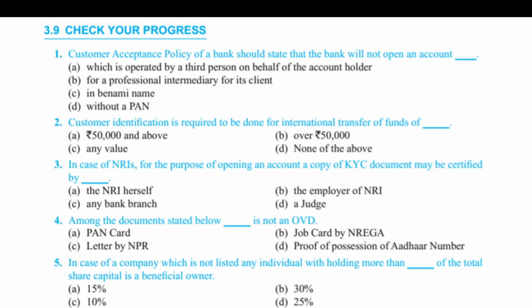Number 1, customer acceptance policy of a bank should state that the bank will not open an account which is operated by third person on behalf of the account holder. So beneficiary accounts are permitted. So this eliminates option number A. For a professional intermediary for its client also can be opened. In Benami name, no. In Benami name, it cannot be opened. So C is the correct answer for this question.